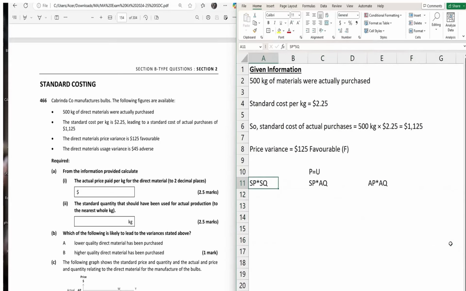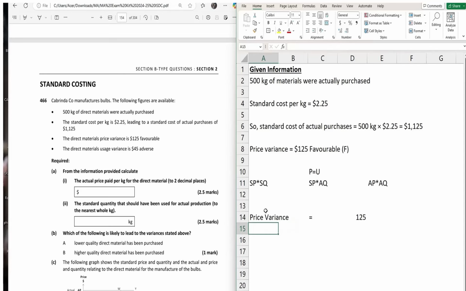Now the question is asking for the actual price paid. The difference of the first two is your uses variance, and the difference of the second and the last one is your price variance. The question is asking for the actual price, that's AP, so we will use these two formulas. Their difference represents the price variance, which is already provided in the question: 125 favorable. Favorable means positive, and if it is adverse, that means negative.